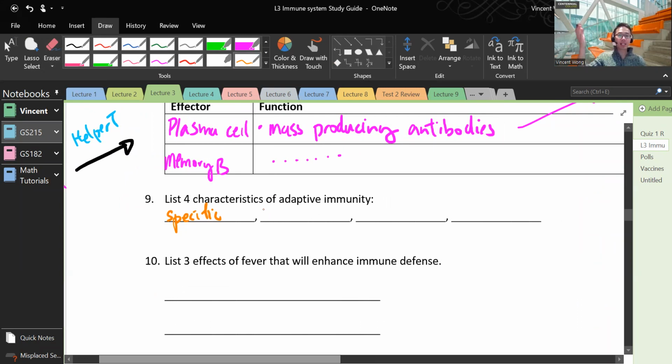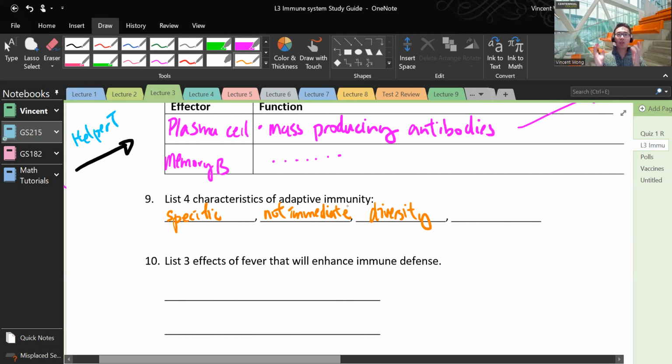Because they are tailored, because you've got to make those antibodies, because you have to activate the naive T cell, it is not immediate. It's going to take some time, okay? And hopefully we won't get too sick while we wait for the antibodies to be made, okay? Another characteristic is diversity, okay? Because of the gene shuffling that I was explaining to you, you can virtually create billions and billions of different types of receptors, which gives you the potential to recognize billions and billions of different types of antigens.